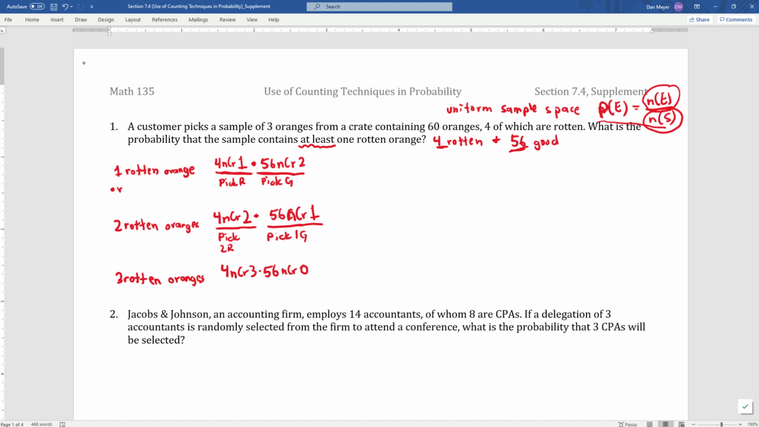Okay, so we can say in this first example that the number of things in our event is, let's see, 4 choose 1 times 56 choose 2, pick 1 rotten orange, and sometimes the word and corresponds to multiplication, and pick 2 good oranges, or pick 2 rotten oranges and 1 good one.